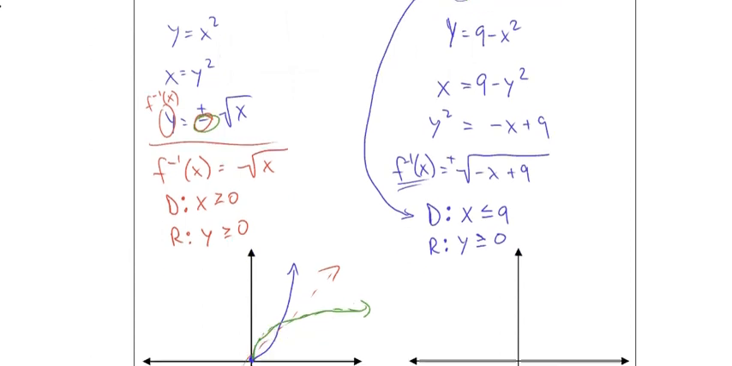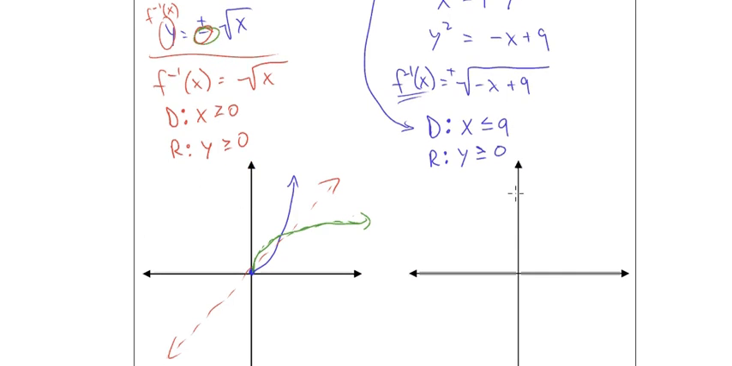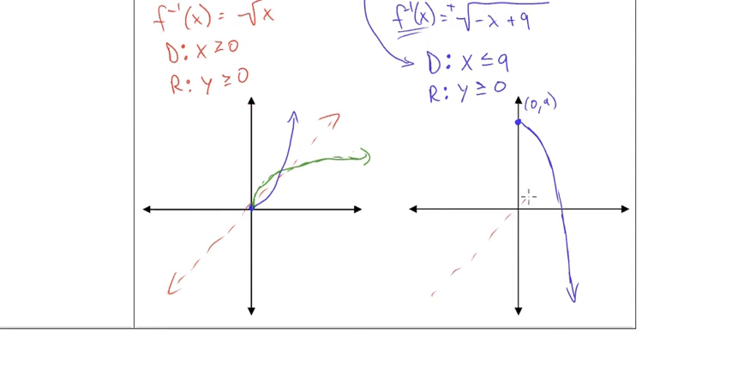And let's sketch that. So our original function in blue, f of x, let's say that's 0, 9, and we're opening downward. All right, reflect that over y equals x, and we get out. Now it's at 9, 0, and is opening back the other way. All right, hope that helps.